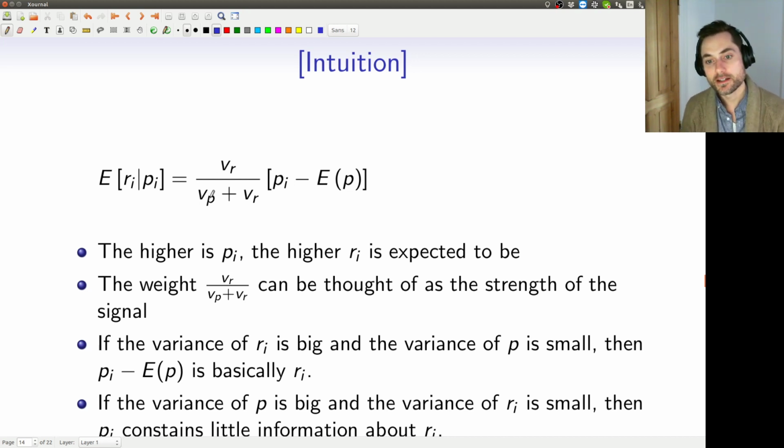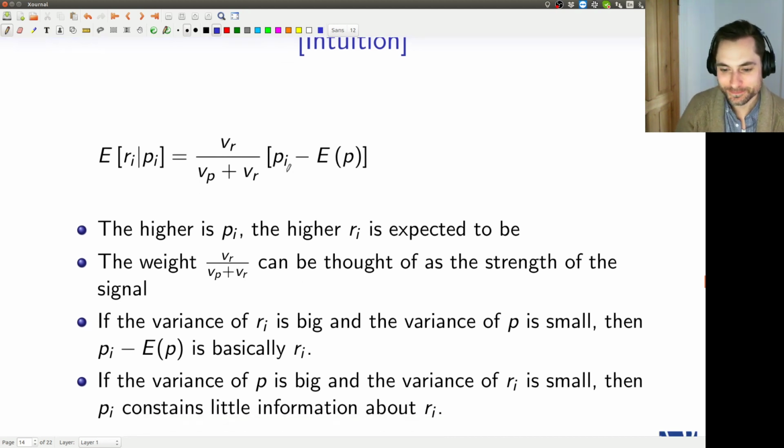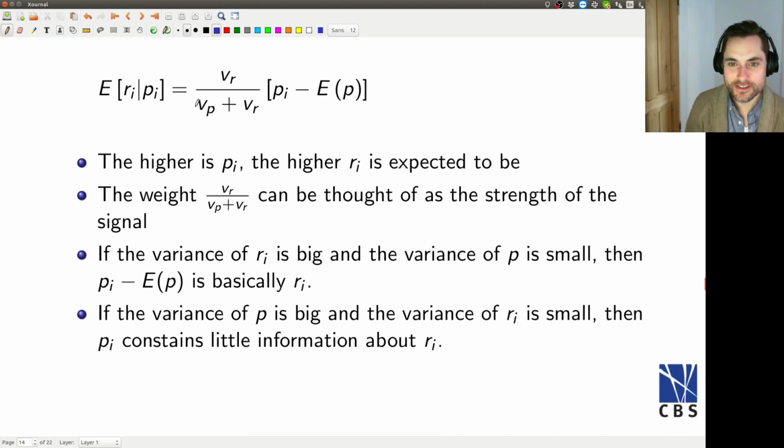On the other hand, suppose that this thing here, the average price level, is just jumping around. It's always really different from day to day. Well, then if I observe that my price isn't what I expected it to be, there's very little information in that. It's probably just the average price level jumping around. So that's the intuition. Why do you say this is the strength of the signal? Pi here is the signal. If the variance of the average price level is very high, then there's very little information in my signal that I can use to extract information about the relative price.